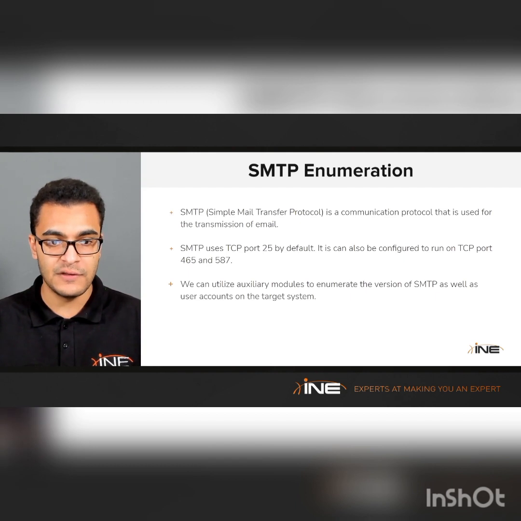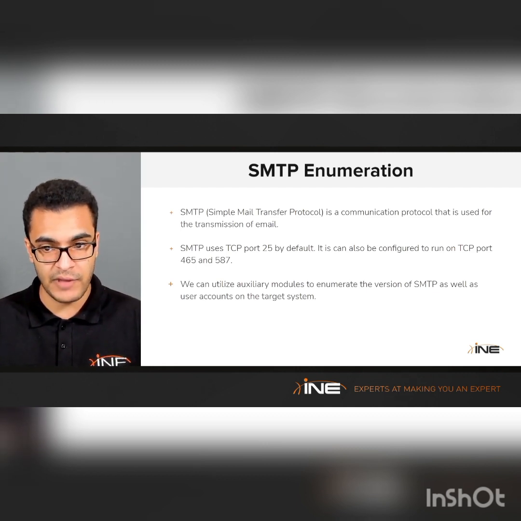Now, we can utilize the various auxiliary modules afforded to us by the Metasploit framework to, number one, enumerate the version of SMTP that's running. And as I mentioned previously, the version information is going to come in handy during the vulnerability scanning section, and we'll be taking a look at how to identify inherent vulnerabilities for these services. And again, so far what we've been doing is performing enumeration and then exploiting various misconfigurations to either obtain more information or to obtain some level of access.